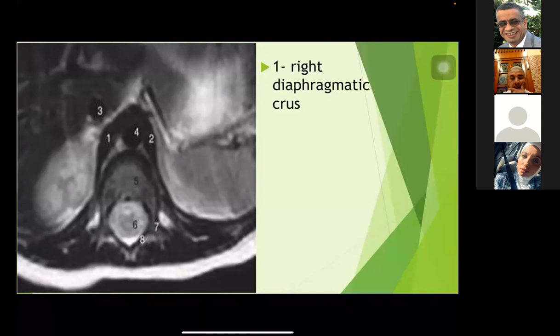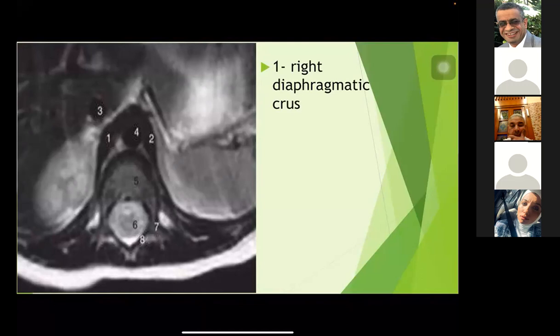Excellent. Number two, left diaphragmatic crus. Left crus of the diaphragm.